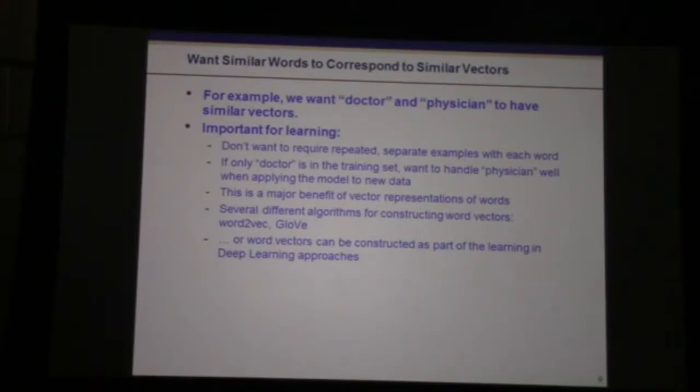The other way of getting the representation is a deep learning approach, where if you have a problem and you're training a network, the last thing you train at the bottom layer is the representation for the words. This is a second way of doing it. But you notice in the example I gave, where there's only doctor in the training data but the applied data has physician, it's not going to work, because it will only be able to train things that it's seen before.